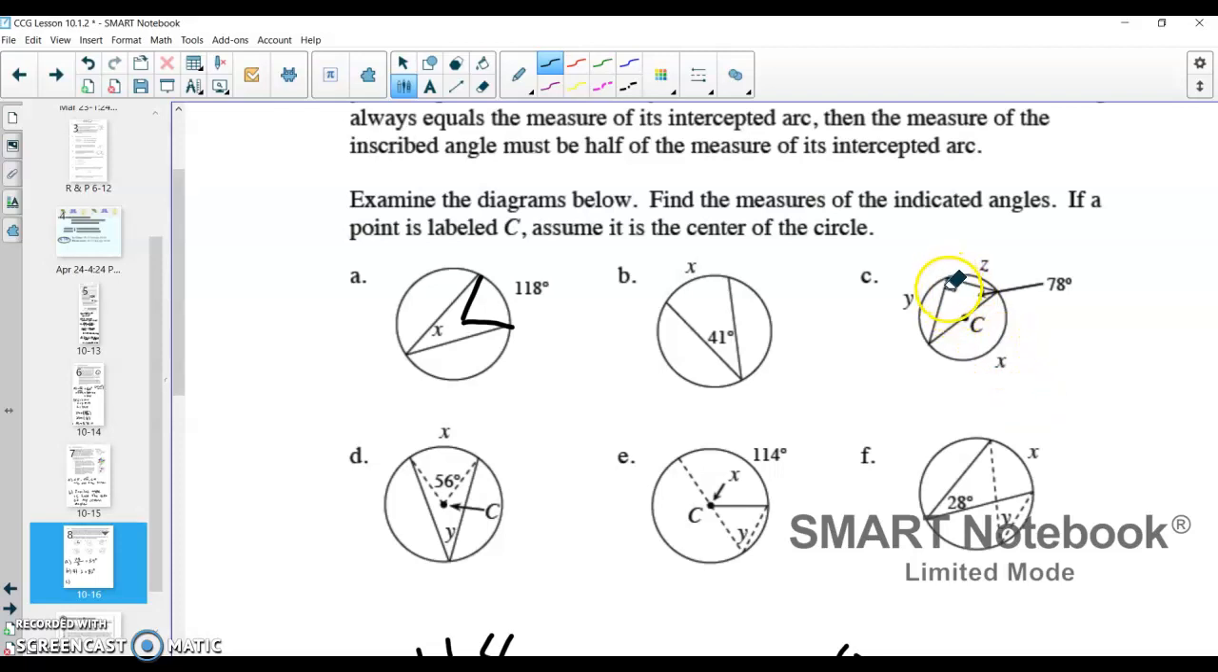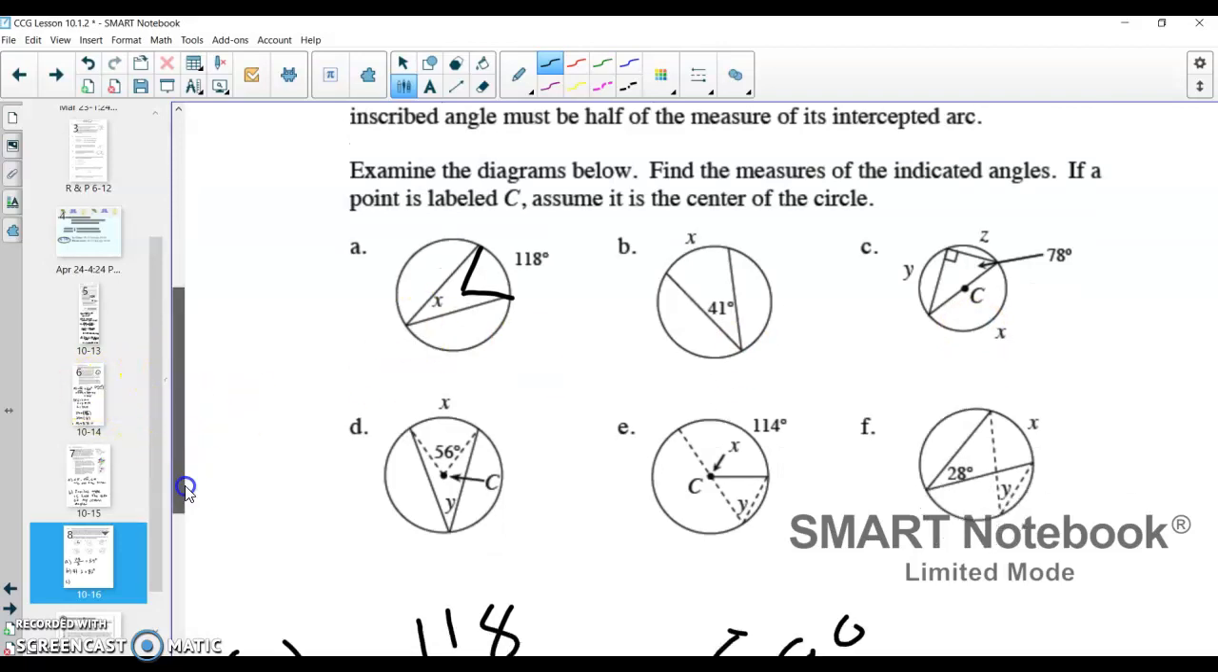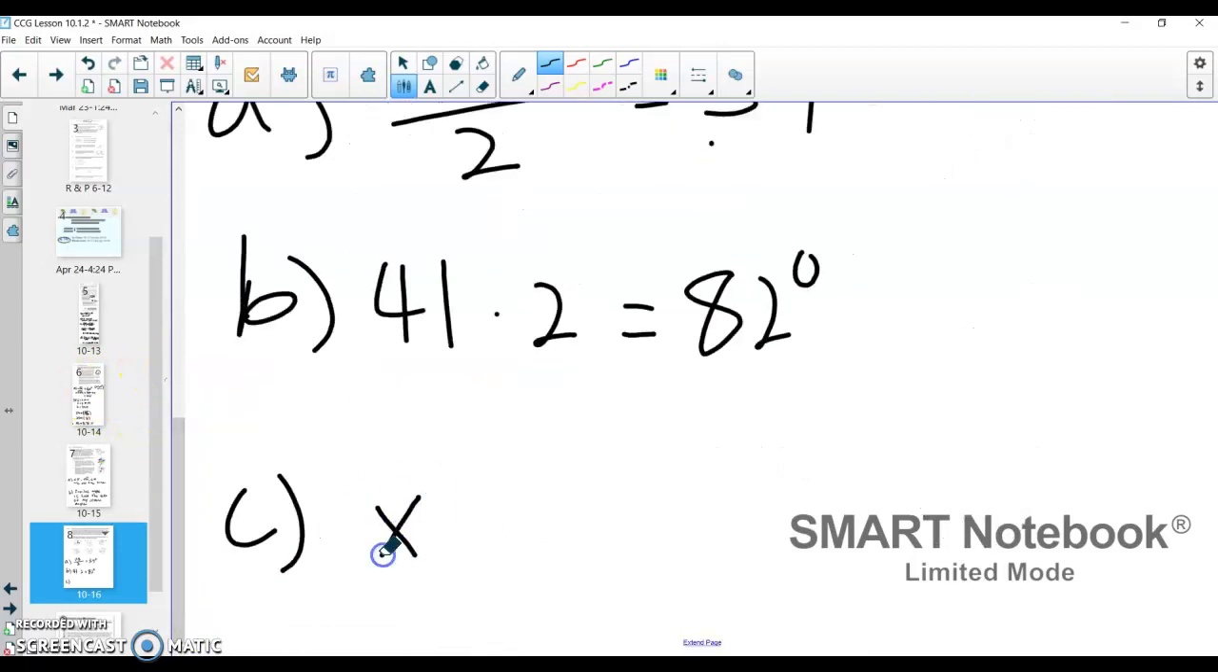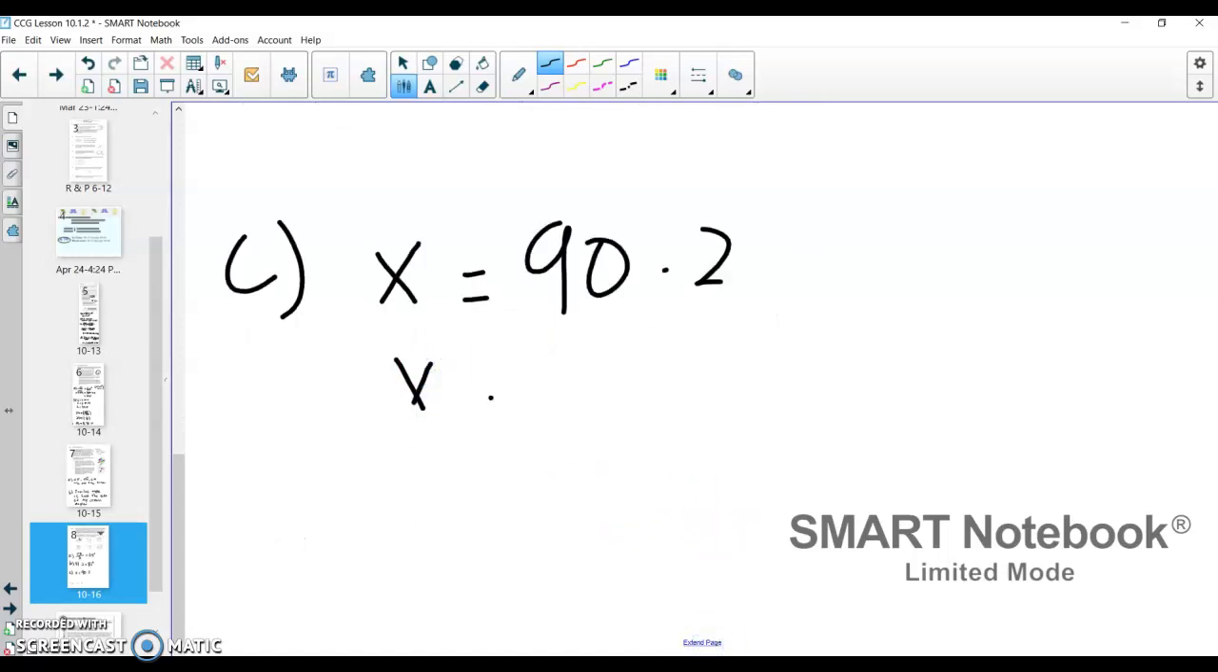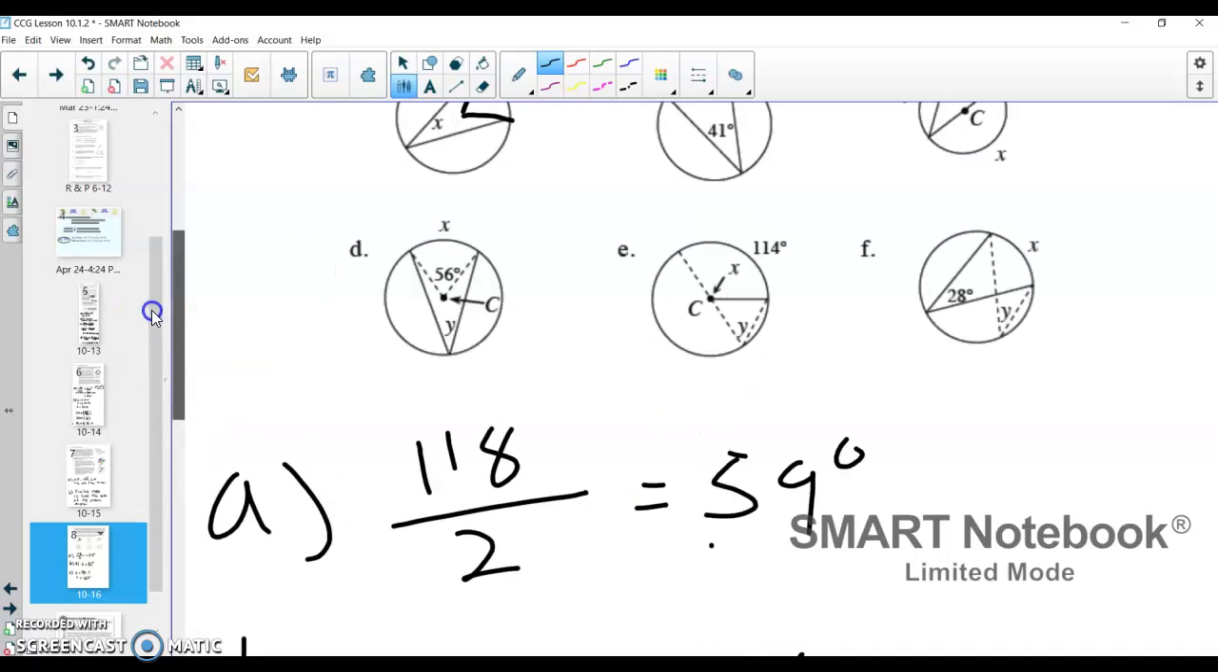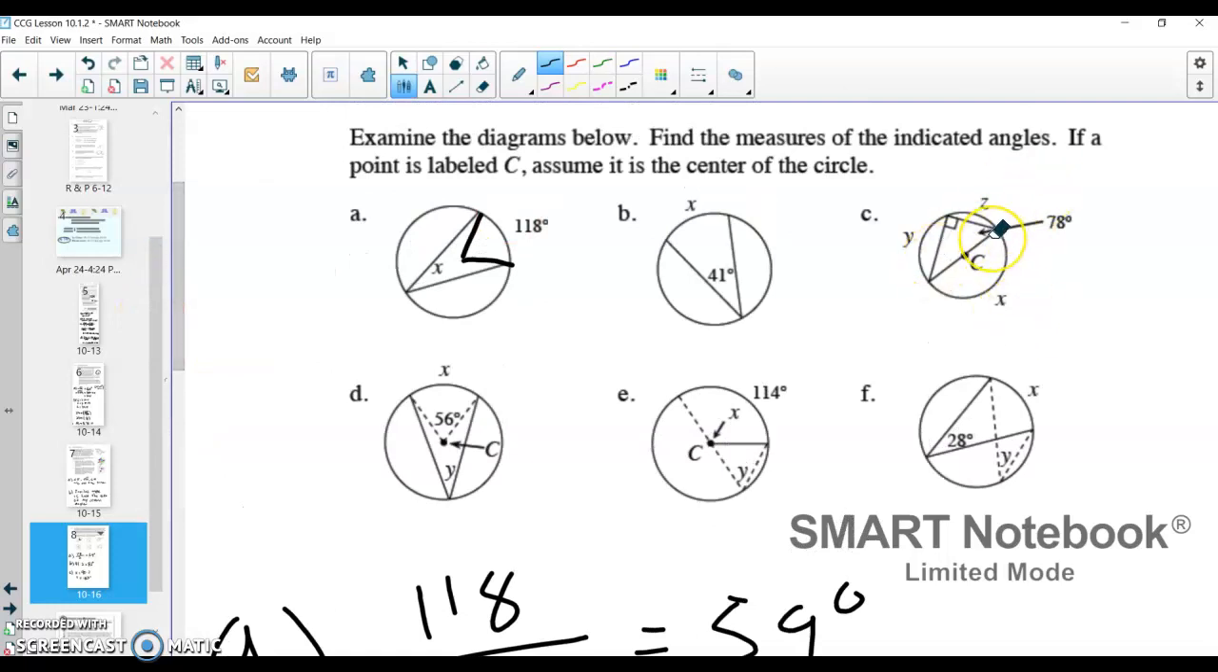So for x, our inscribed angle is 90 degrees, which means the central angle is 2 times bigger, and that central angle is the same thing as x. So for x, I'm going to take that 90 degrees, multiply it by 2, and say x equals 180 degrees. Like I said, because we have all 3 parts, x, y, and z, if we add them up, we should get 360. If we don't, I believe I'm doing something wrong.